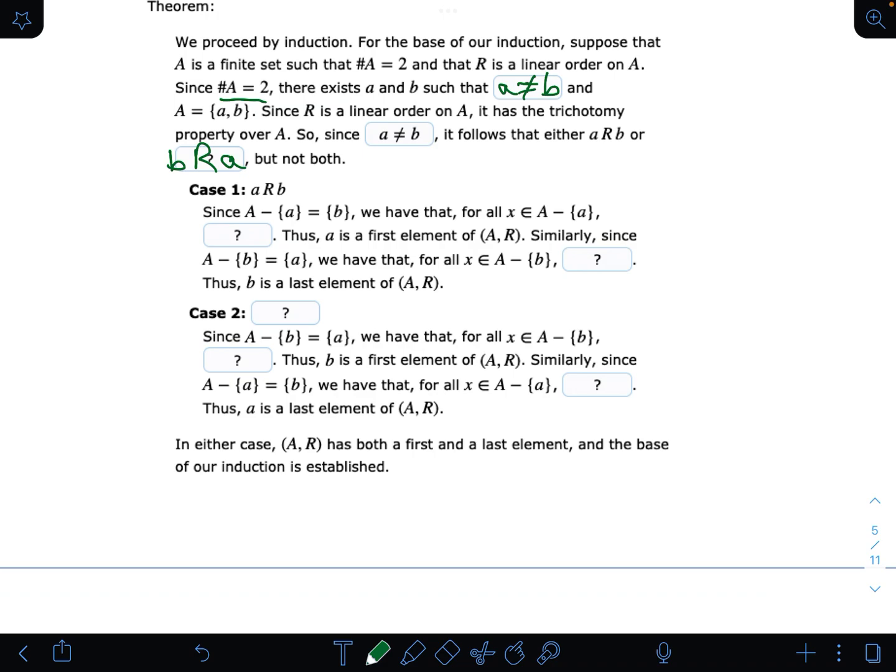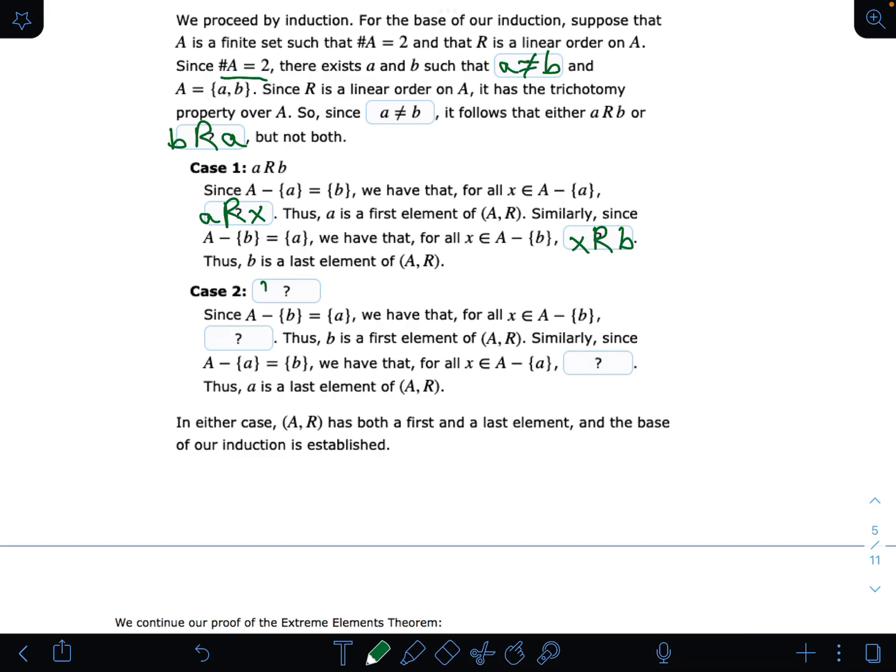We have that for all x's that are elements of A other than little a, we would be able to say that a relates to x. That would tell me that a is the first element. Similarly, we would also be able to say that x relates to b like that. So that would give us b as the last element.